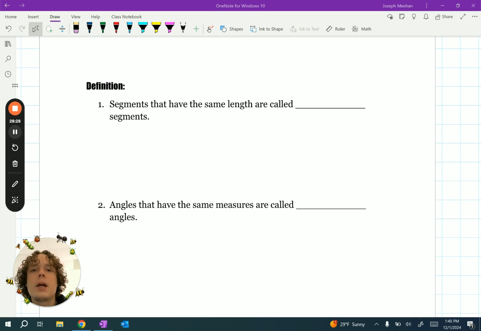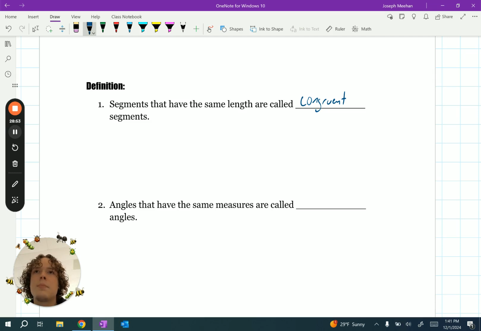A couple more things real quick. It says segments that have the same length are called congruent segments. Congruent means the same, right? So whenever you're talking about, let's say, measurements, we're talking about lengths of things, size of things. You would say things are equal to each other, like 7 is equal to 7, 10 is equal to 10. This is equal to that. That's when we're talking about measurements.